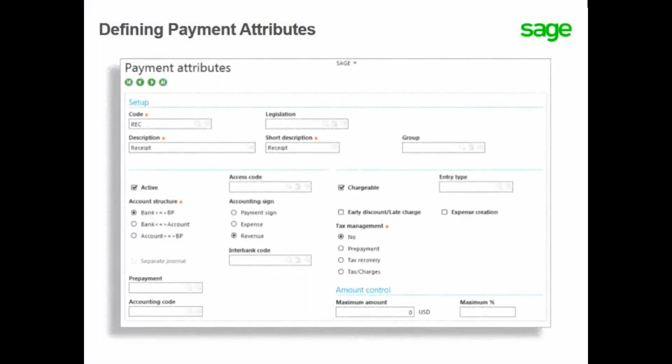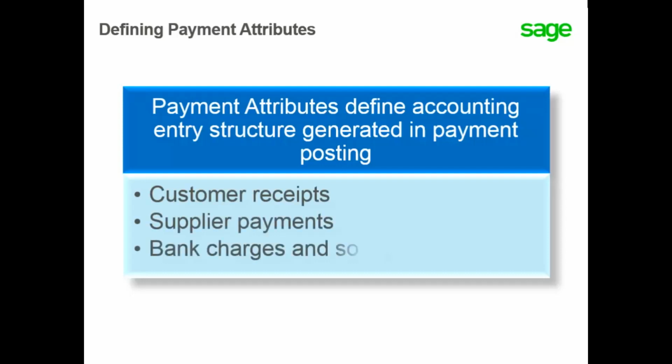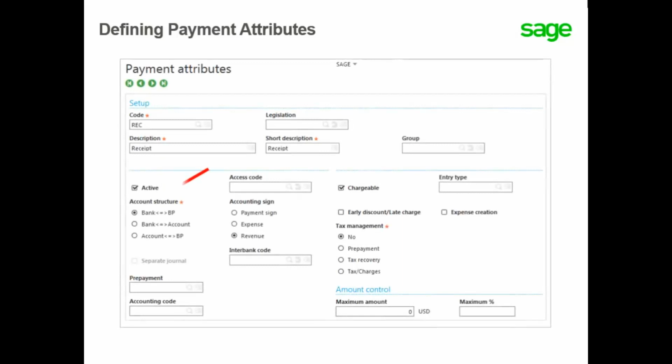In this topic, you will learn how to define payment attributes. A payment attributes function allows you to define the structure of the accounting entries generated when posting payments. This includes customer and supplier payments, bank charges, and so on. To determine the attribute for the type of payment, there's an account structure options section, which includes three different patterns.